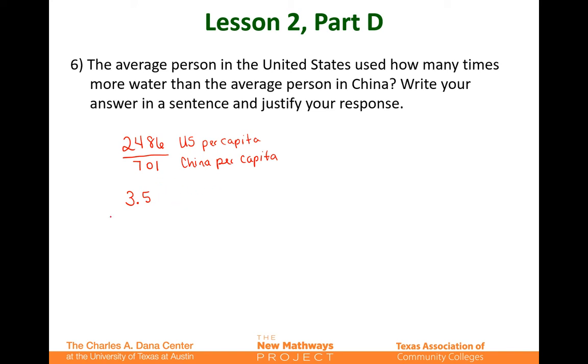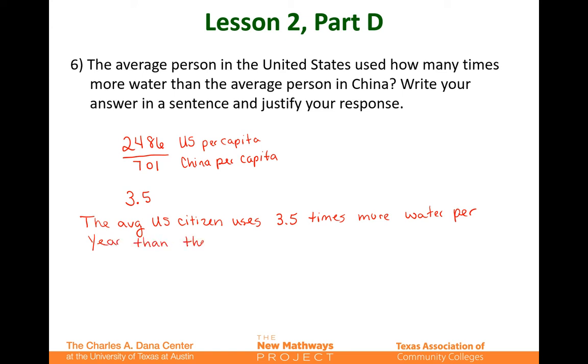So the average US citizen uses 3.5 times more water per year than the average Chinese citizen.